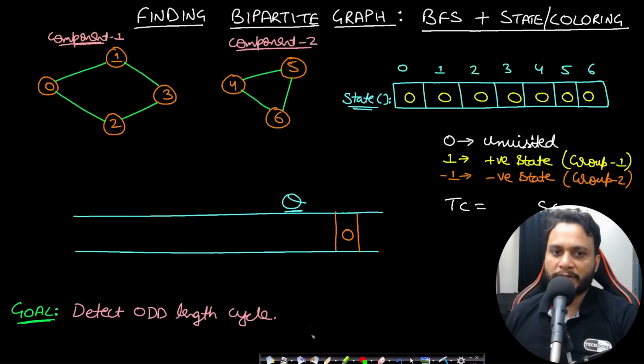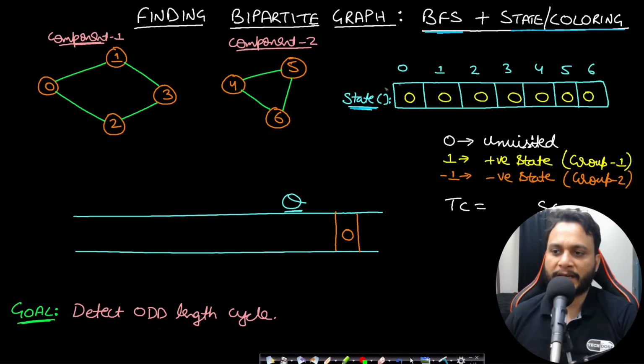So once you have understood the bipartite graph, let's see how to find if the graph is a bipartite graph. So we can simply do that by using the BFS and the state or the coloring technique. So in this case, I will be taking a multi-component graph, because the problem statement also has multi-component test cases. So in this case, I have a total of 7 nodes from 0 to 6.